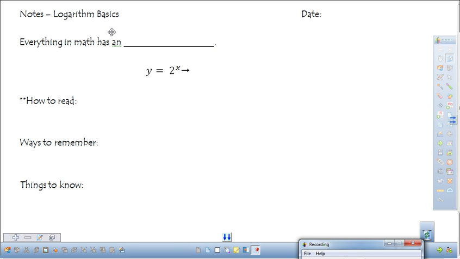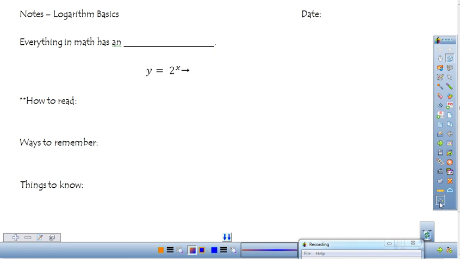Alright, notes on logarithm basics. So, everything in math has an inverse. Talked about this a little bit a couple classes ago. The inverse of addition is subtraction, the inverse of division is multiplication. Squaring something, you can square root something.